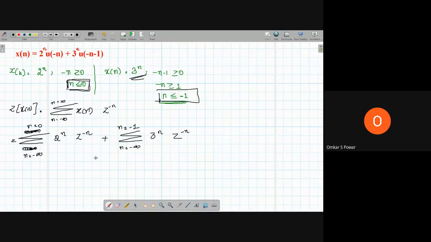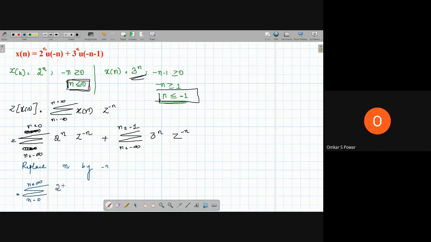So now if you get a minus term, what we have to do? Replace n by minus n. So if you replace n by minus n, what happens? Your limit changes. So summation n varies from 0 to infinity.